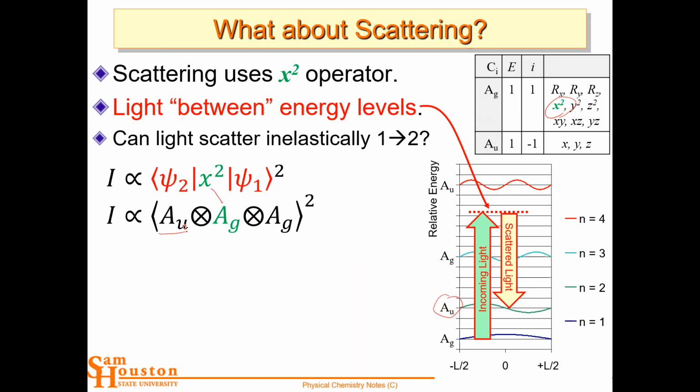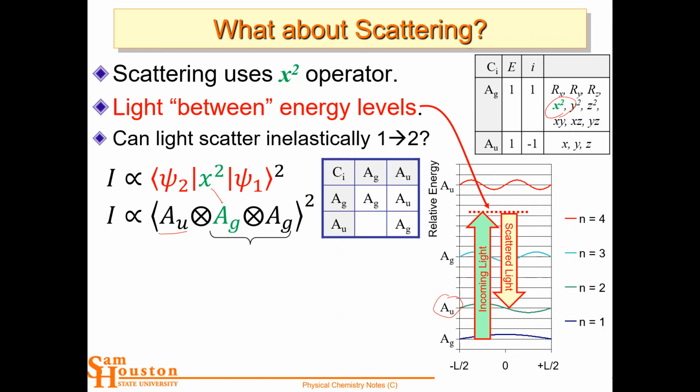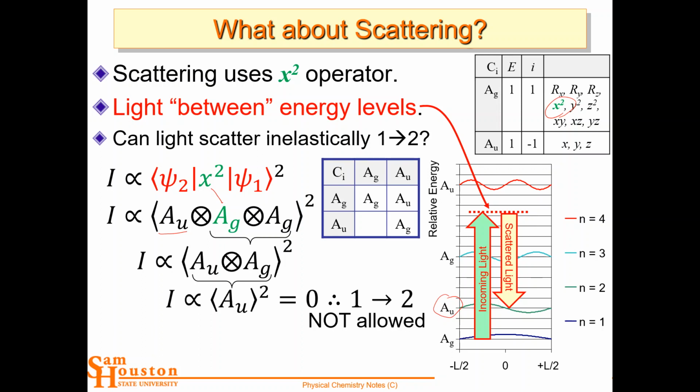And so this problem, even though it's a different phenomenon, looks the same in terms of symmetry, right? And so we use the direct product table. Ag times Ag is Ag. Not a problem there. And then Ag times Au is Au. So therefore, this integral is equal to 0, and inelastic scattering from 1 to 2 is not allowed. So you're not going to have a scattering event and have the molecule jump one level.